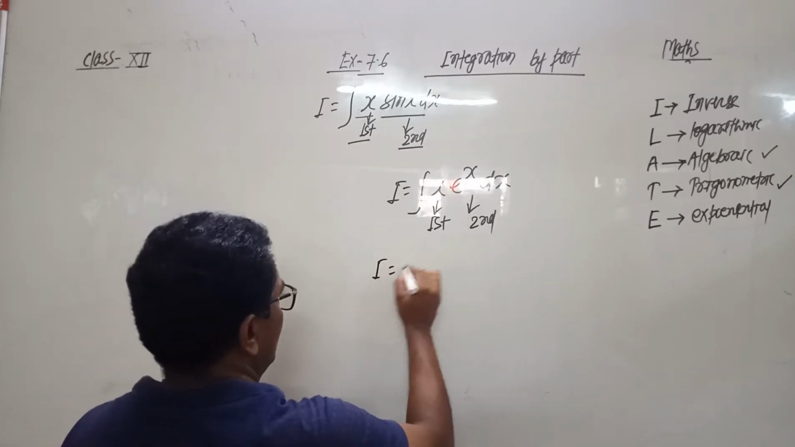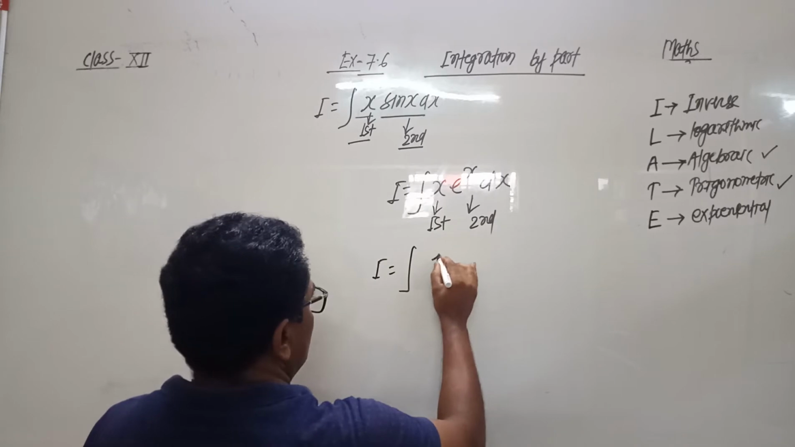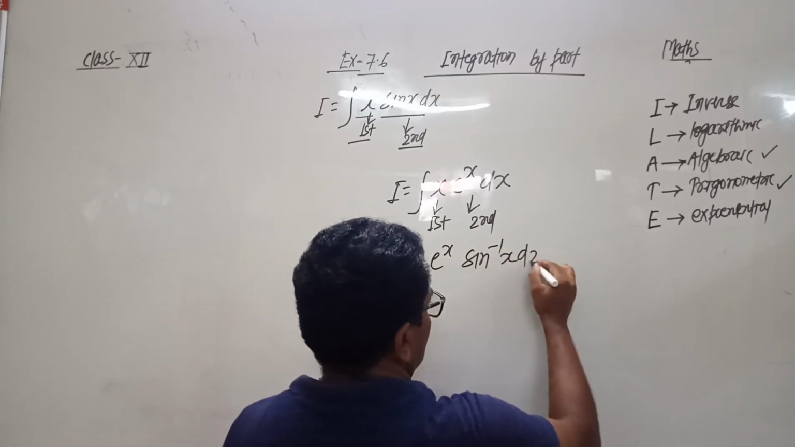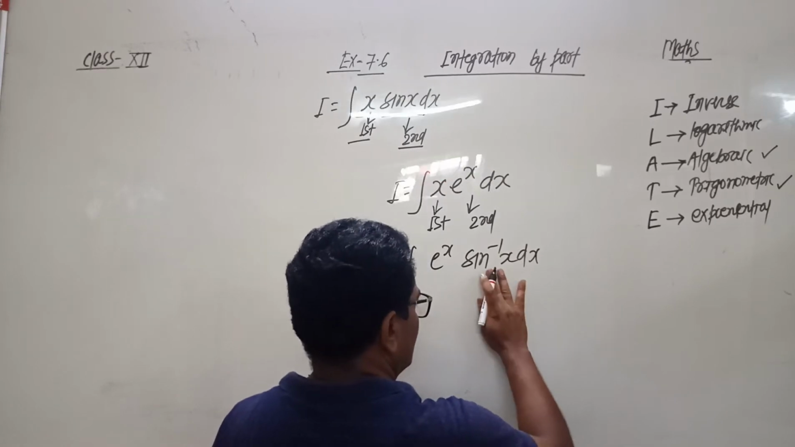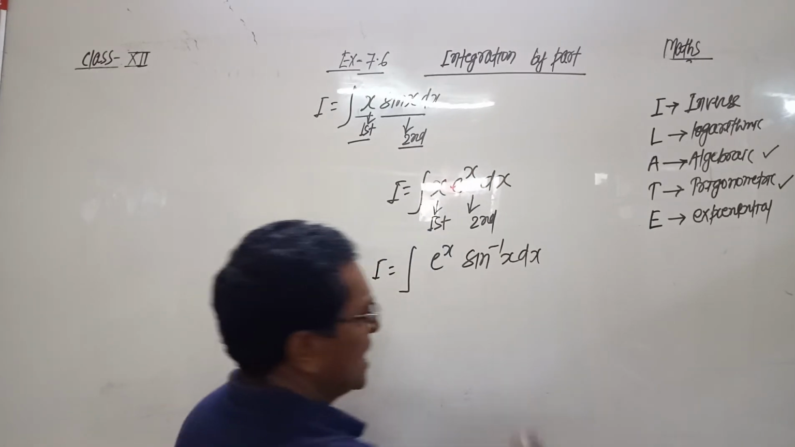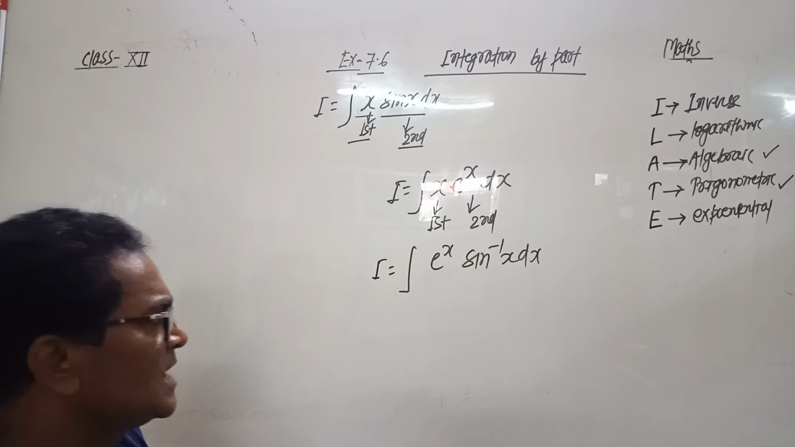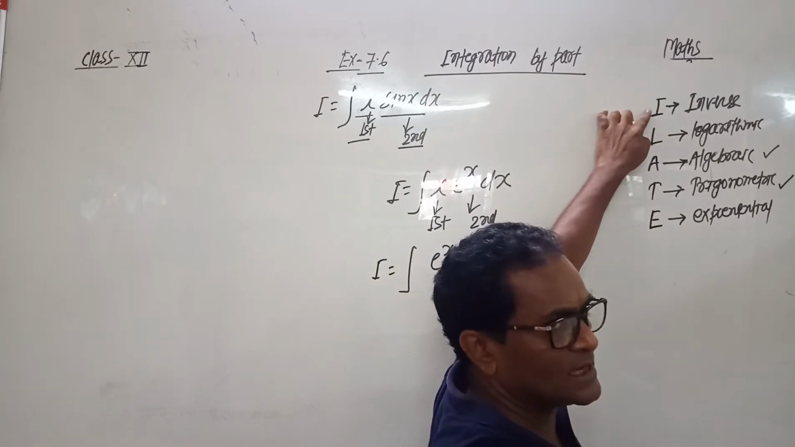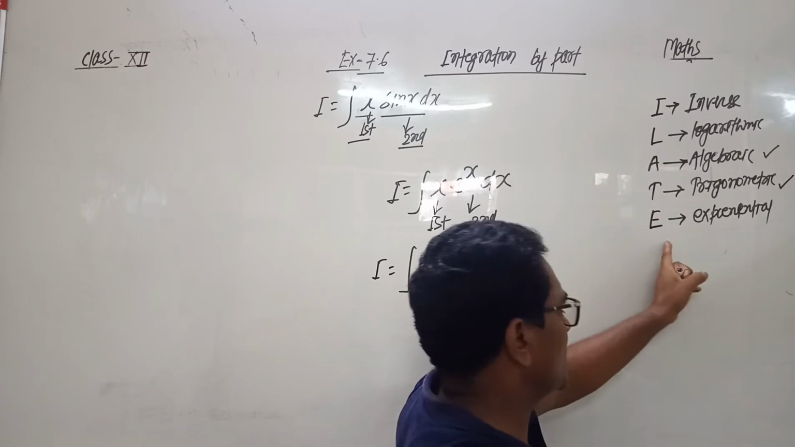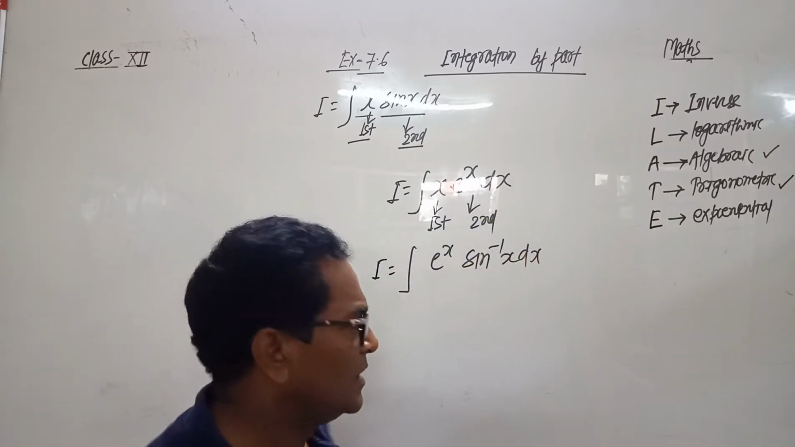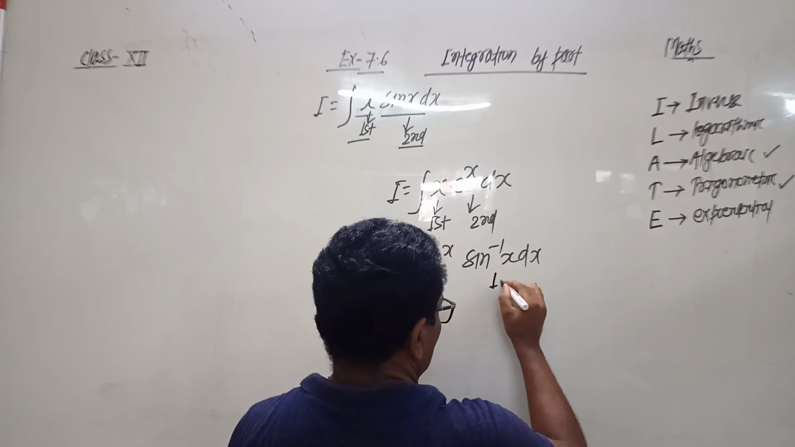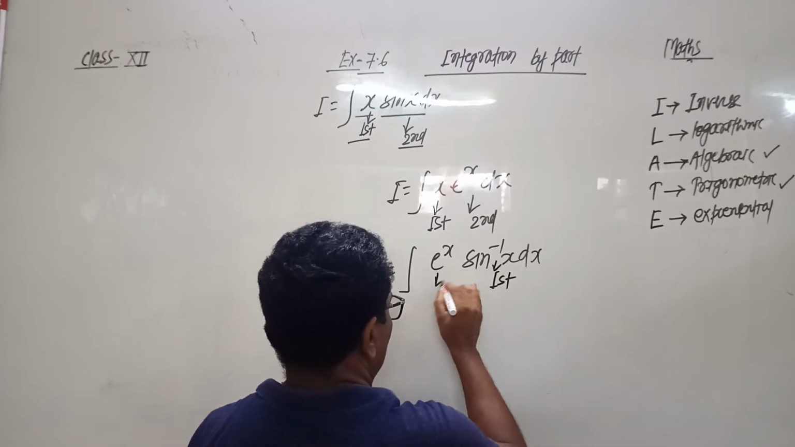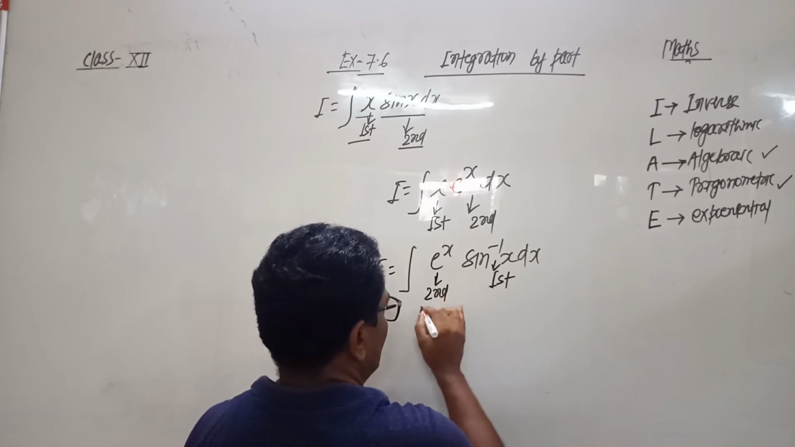Suppose there is a question like e raised to the power x into sin inverse x dx. So sin inverse x is the inverse function, and e raised to the power x is the exponential function. In the series, inverse function comes first and exponential function comes after. Then sin inverse would be taken as the first function and e raised to the power x would be taken as the second function.